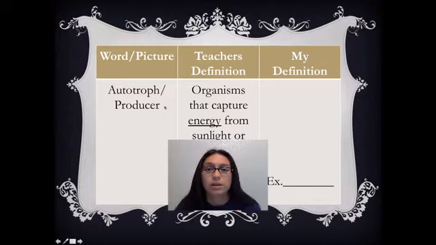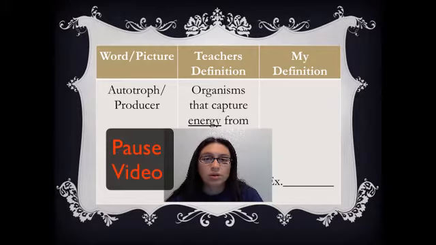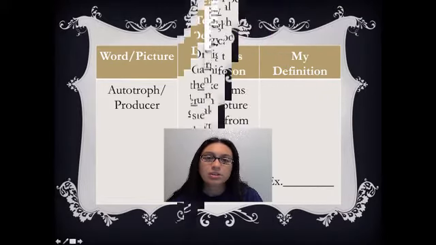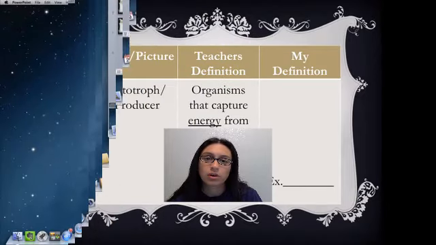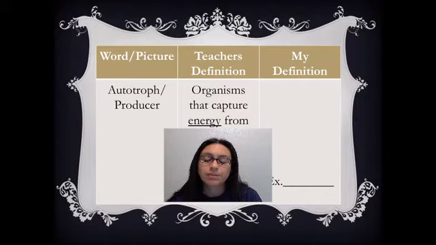Autotroph. Now we're going to learn both autotroph and producer. They mean the same thing. So a lot of the times you're going to hear me interchange those words as we go through this unit. So autotroph and producer are the same thing. So go ahead and copy this down. Alright, so autotrophs are organisms that can take energy from the sun and use it to make or produce their own food. Now that's where the producer part of autotrophs come from.